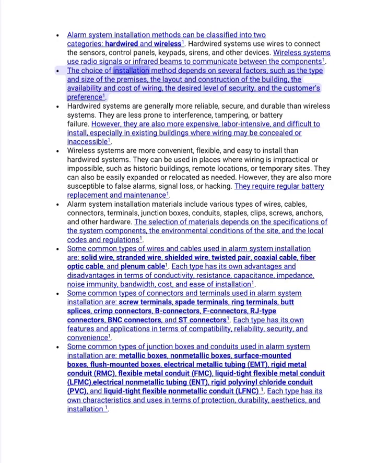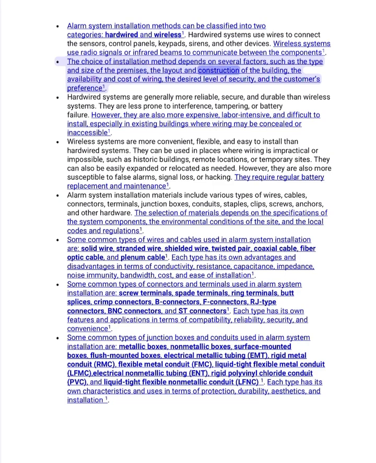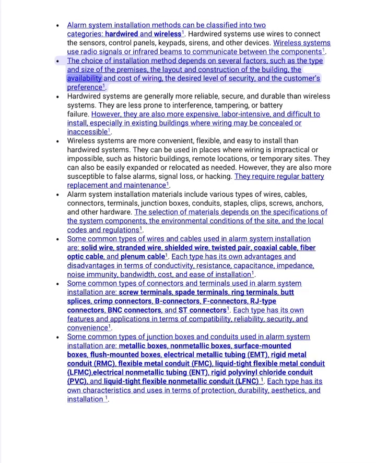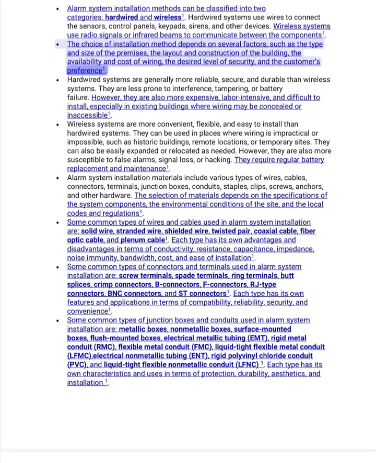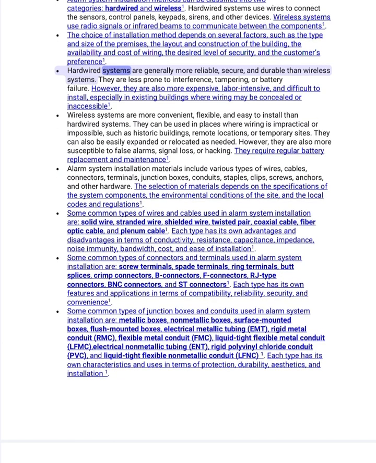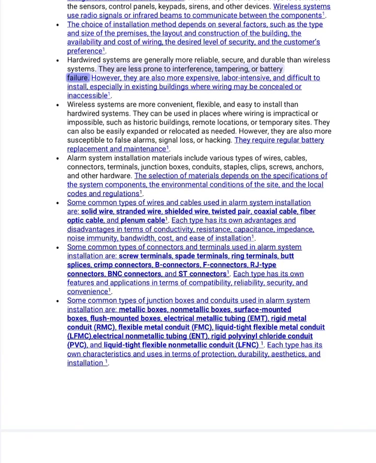The choice of installation method depends on several factors, such as the type and size of the premises, the layout and construction of the building, the availability and cost of wiring, the desired level of security, and the customer's preference. Hardwired systems are generally more reliable, secure, and durable than wireless systems. They are less prone to interference, tampering, or battery failure.